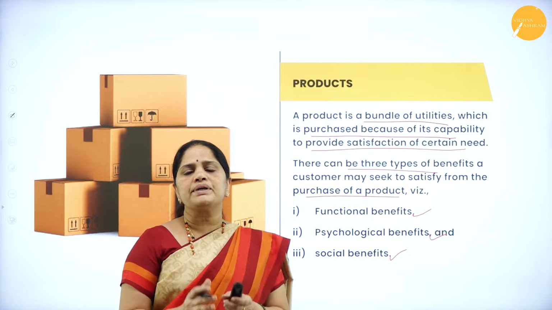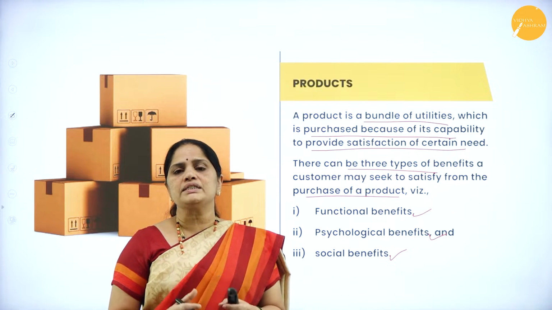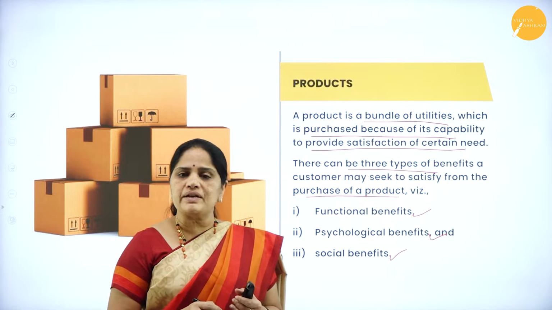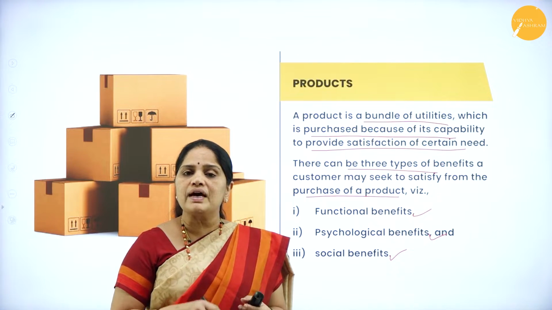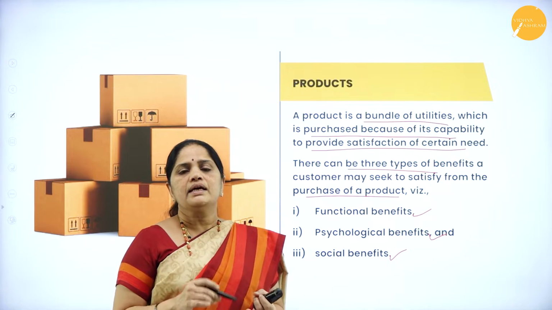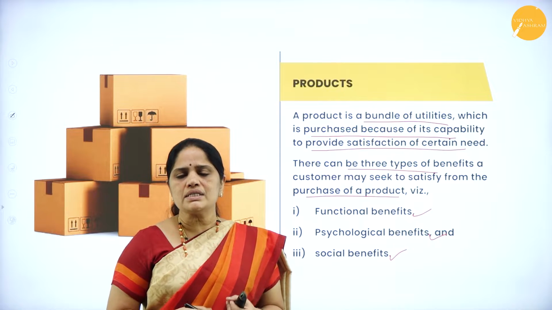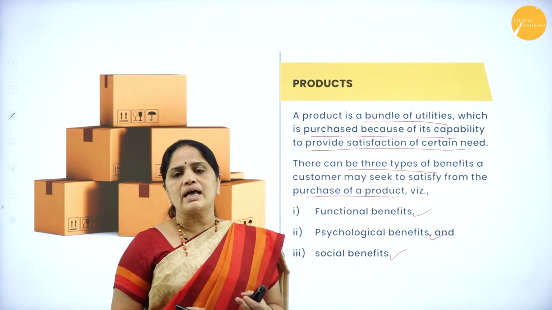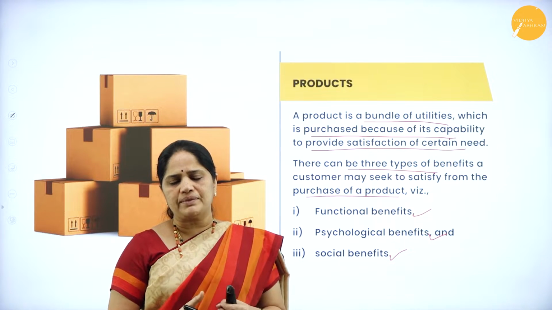Now, suppose a purchase is made for a car. A consumer has purchased a car. What is the functional benefit of the car? It will help him in transporting himself from one place to another. Then, the second one is the psychological benefit he gets. What is the psychological benefit he will get? He can be known as a person who is owning a four-wheeler and he has become successful.